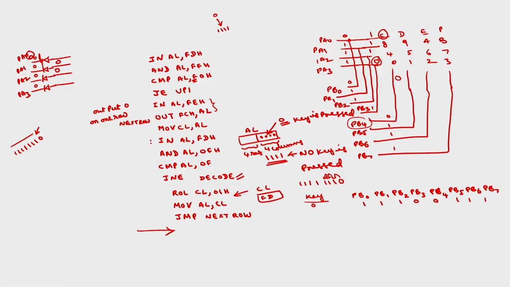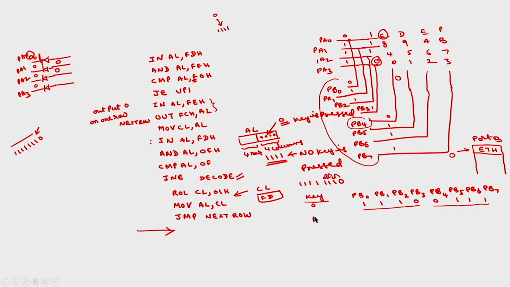In port B we are going to take this 8 bits of data. In port B, if I receive this code as E7H, it means key 0 is pressed. This corresponds to key press 0.